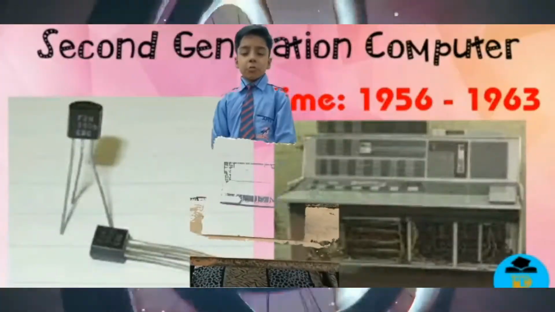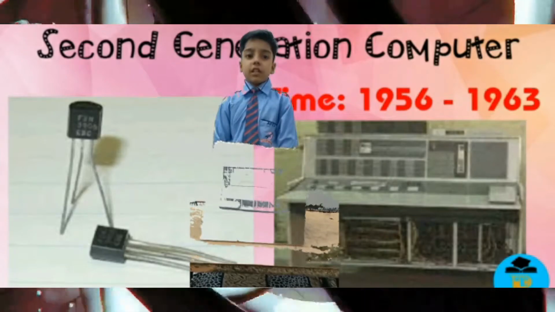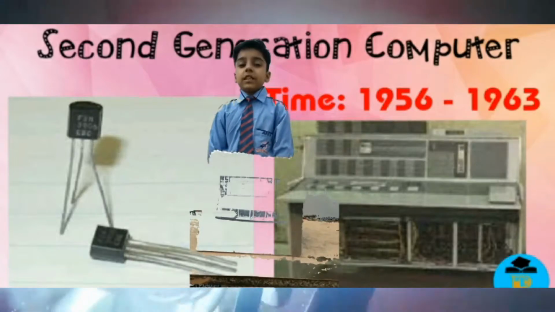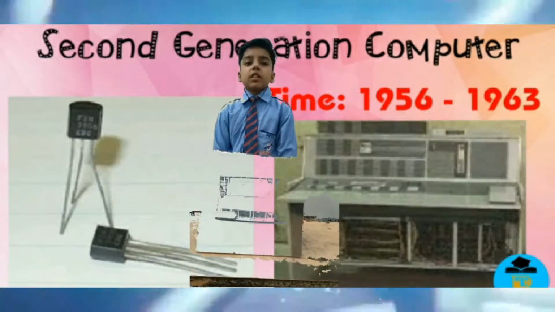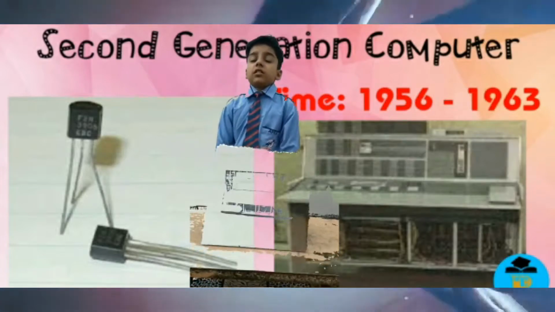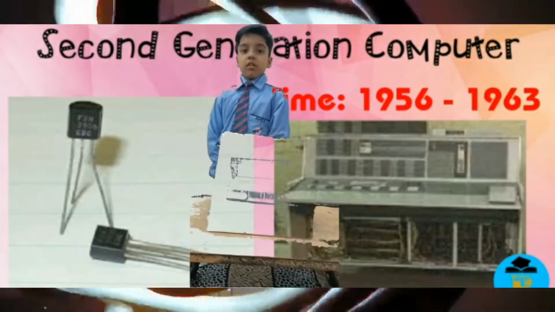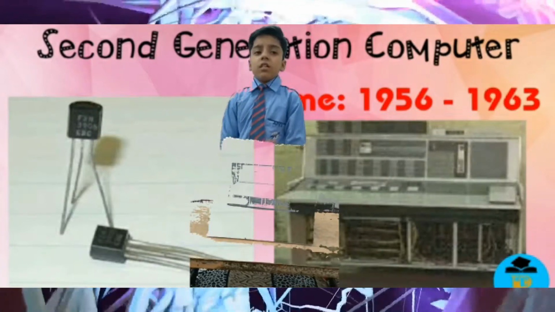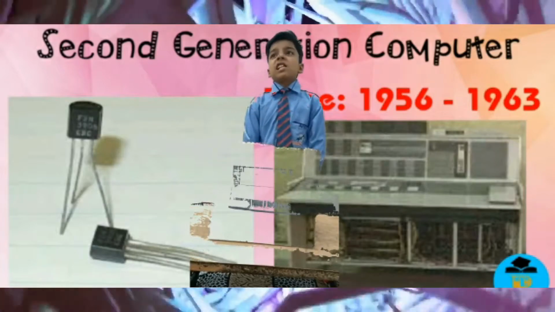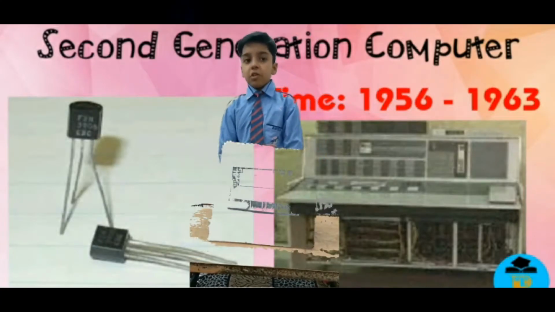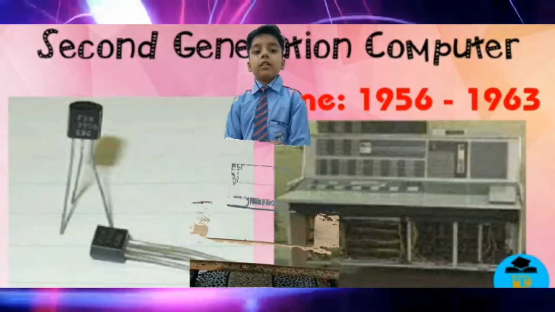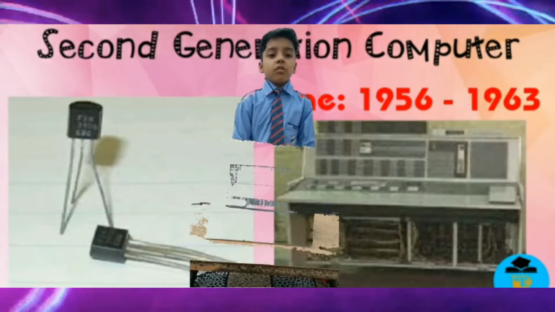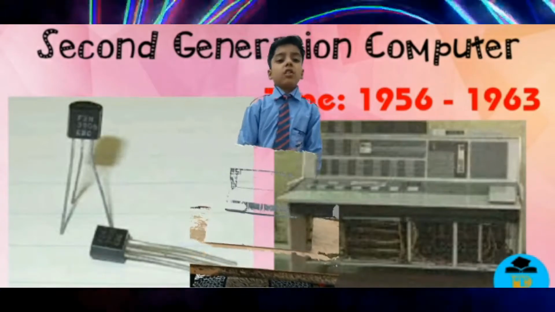My name is Kumar Mishra. I study in class 4A. My roll number is 16. I want to tell you about second generation computer. Second generation computers were manufactured using transistors instead of vacuum tubes. Computers manufactured using transistors were smaller, faster, cheaper, and more reliable than first generation computers. In this generation, high level languages were introduced: COBOL, Fortran, ALGOL, and others.